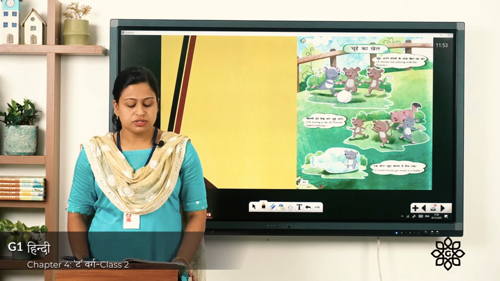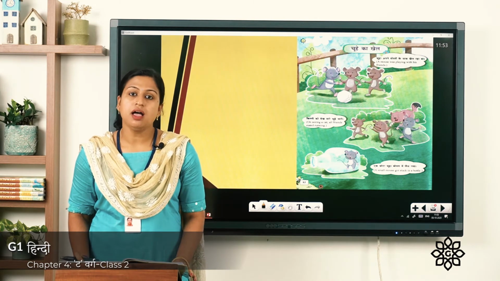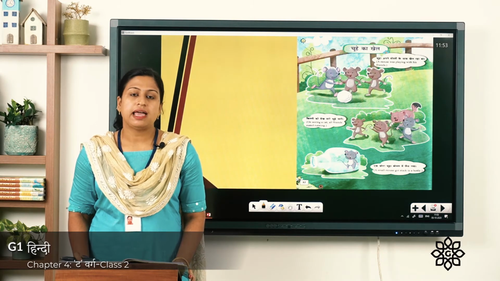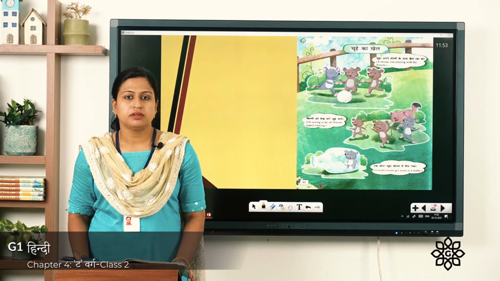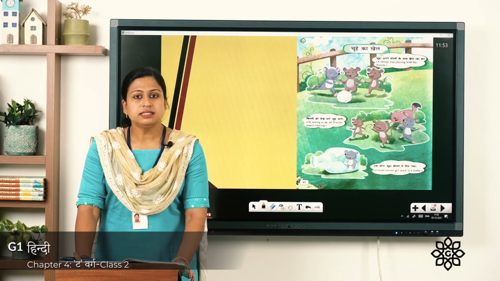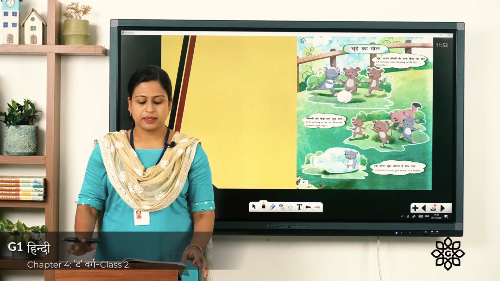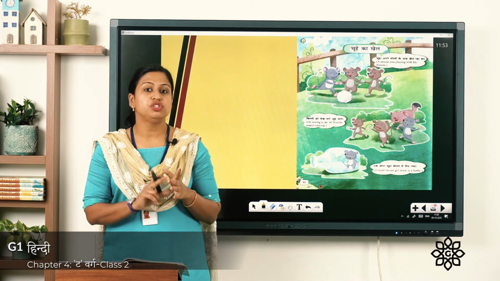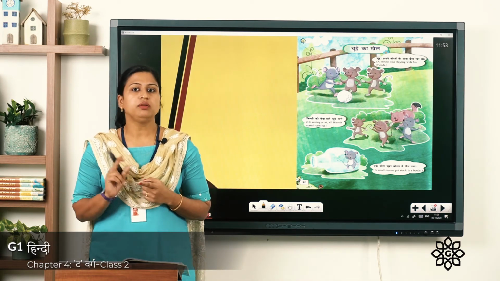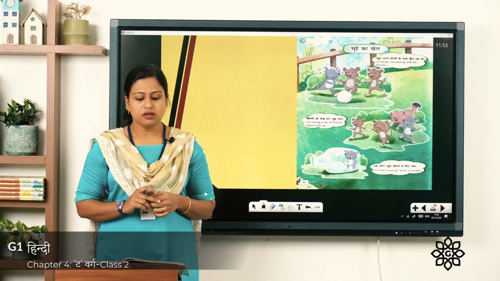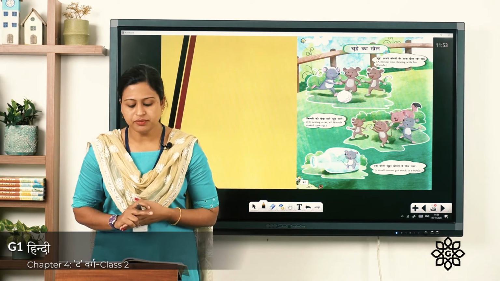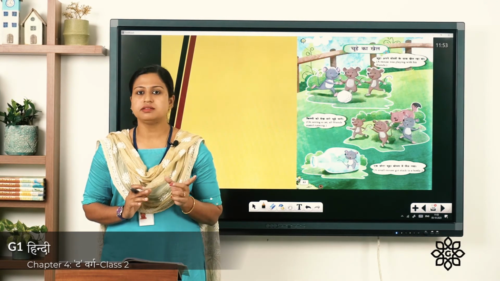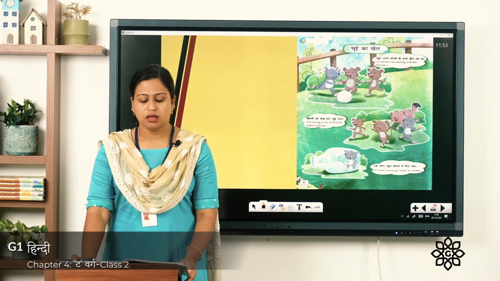The name of this story is Choohe Ka Khel. Here Choohe means mice and Khel means game. So it is mice game. In Hindi, Chooha means one in number and Choohe means more than one in number. Now let's start reading this chapter. You have to listen carefully, listen to the pronunciation and understand its meaning.